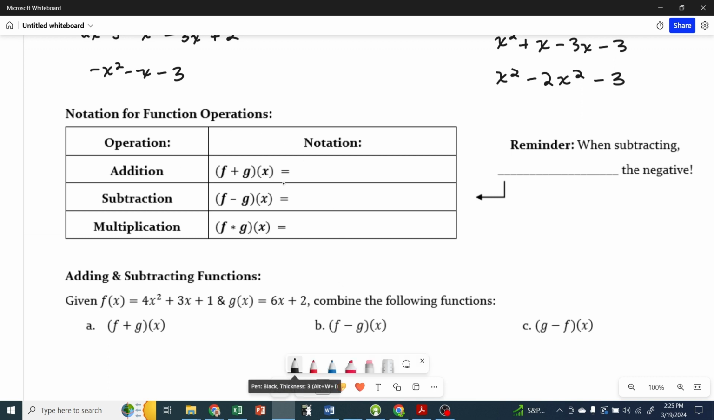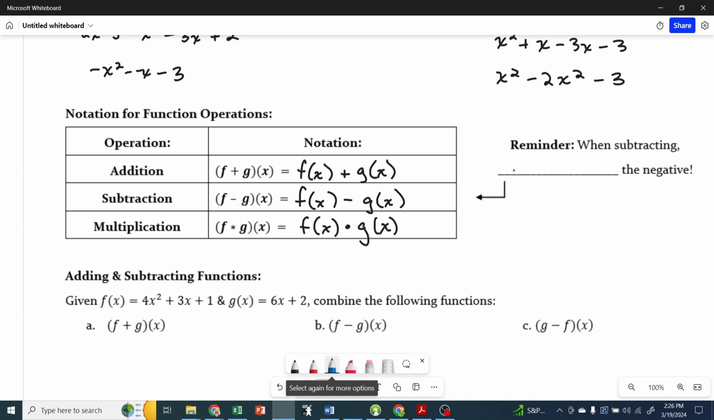So, what does this mean, f plus g of x? Well, that means f of x plus g of x. F minus g of x, that's just f of x minus g of x. And f times g of x, that's just f of x times g of x. All right, remember, when subtracting, we must distribute the negative.